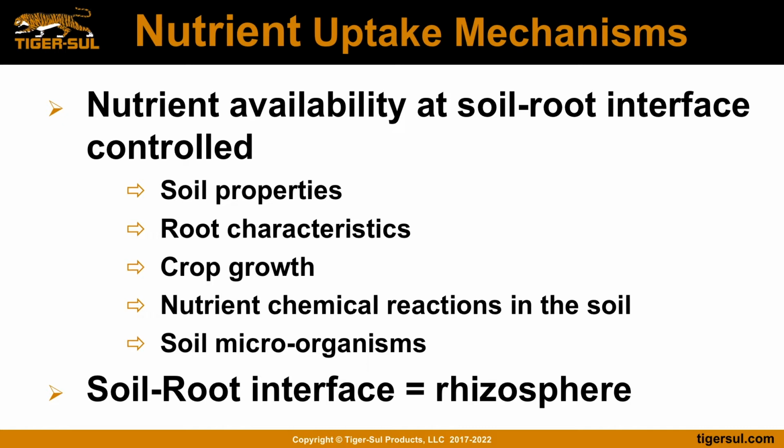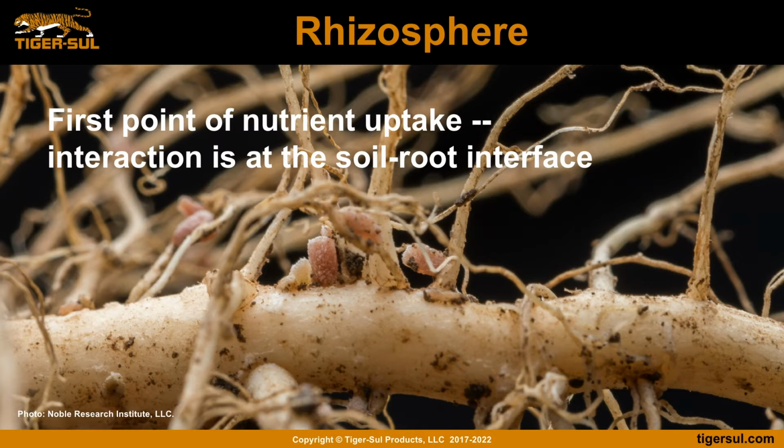Various nutrient uptake mechanisms are involved, and nutrient availability at that soil-root interface is controlled by soil properties, root characteristics, such as is it a fibrous root system or a taproot system, the crop growth taking place at a given point in the growing season, the nutrient chemical reactions that take place in the soil prior to uptake, and the presence of soil microorganisms. All these factors influence that root to soil interface we call the rhizosphere. The rhizosphere is that first point of nutrient uptake.